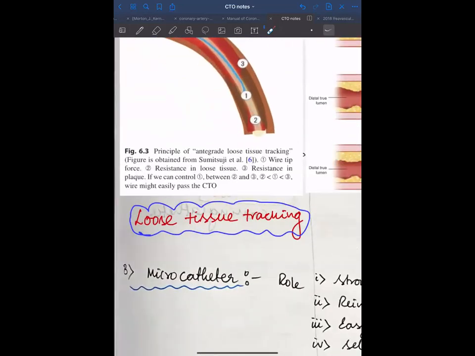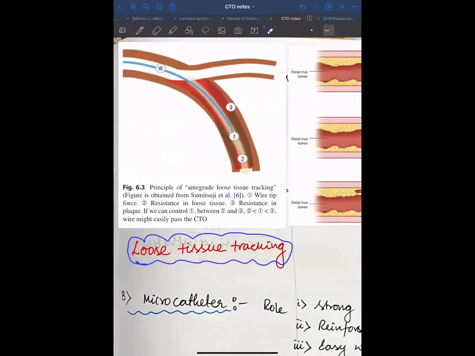So what do we do after penetration? This is a term which we need to know. It is called loose tissue tracking. It is nothing but a fancy term used for just going along the body of the CTO. So once we penetrate the cap, here they have given 1, 2, 3. The 1 is the control, the force which we are using antegradely, 2 is the resistance of the loose tissue, which is here, and 3 is the plaque.